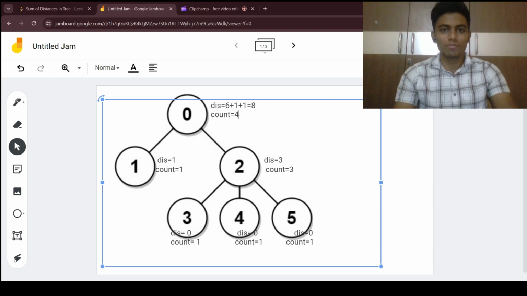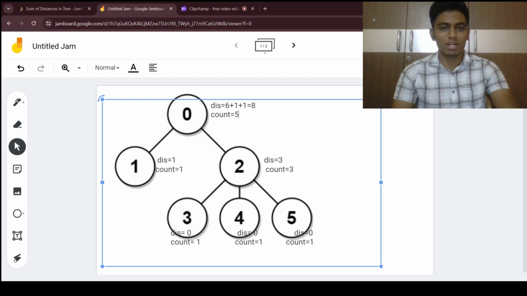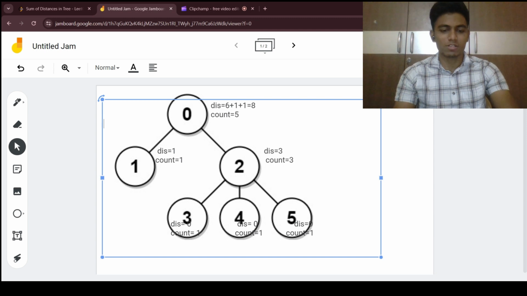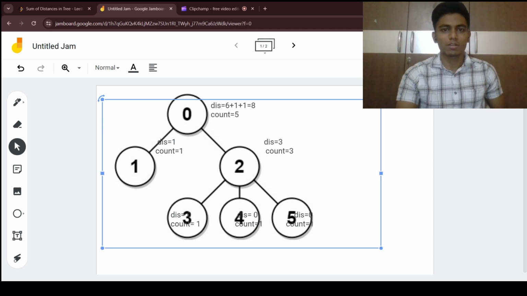Why? Because we are adding one more element which is present. So this is 4, and then this is 5, and then this is going to be 6. So this one is going to become 6.